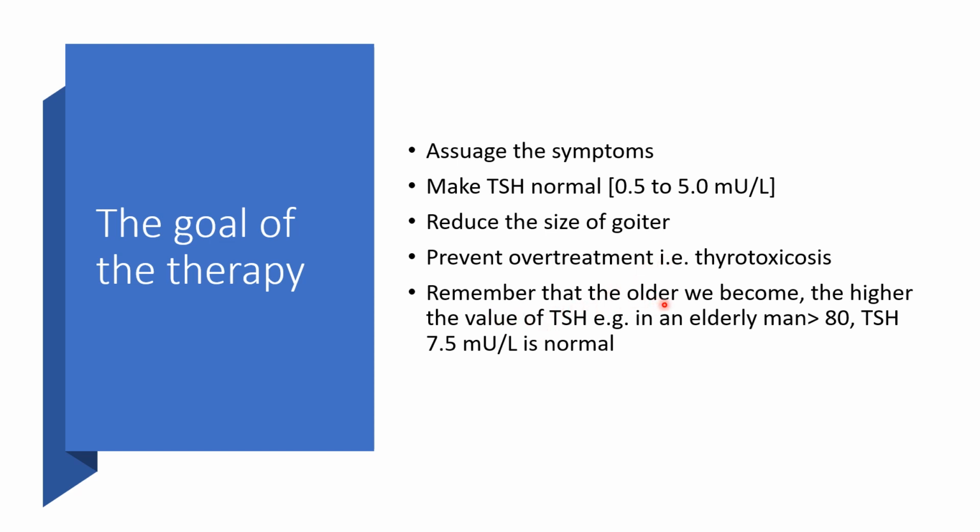Remember that the older we become, the higher the value of TSH in us. For example, in an elderly man greater than 80, TSH 7.5 milli international unit per liter is regarded as normal. It's regarded as normal. So it's not everybody with high TSH that is having hypothyroidism. The older you become, the higher the value of TSH.